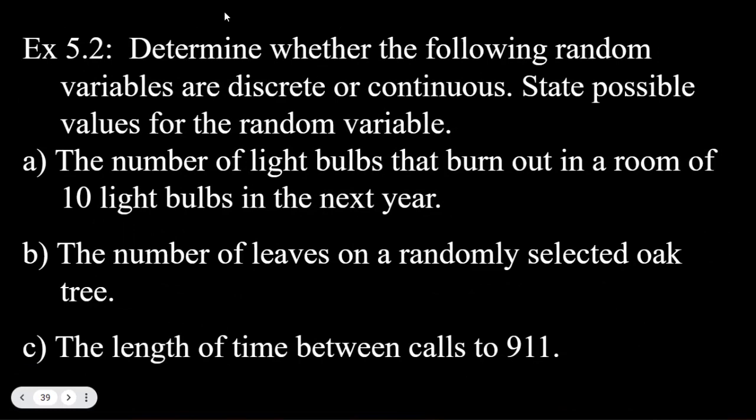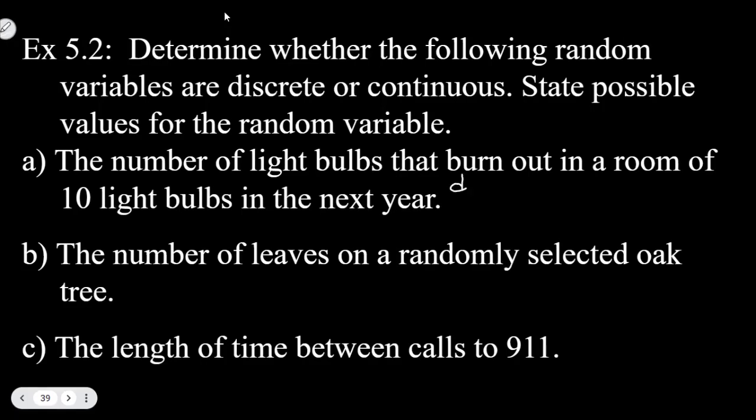Example 5.2. Determine whether the following random variables are discrete or continuous. State the possible values for the random variable. Letter A, the number of light bulbs that burn out in a room of 10 light bulbs in the next year. Let's assume that you're not replacing them. This would be discrete, since you're counting how many are going to burn out. The values could be none, 1, 2, all the way up to all 10 of them burning out. That is our set of possible outcomes for letter A.